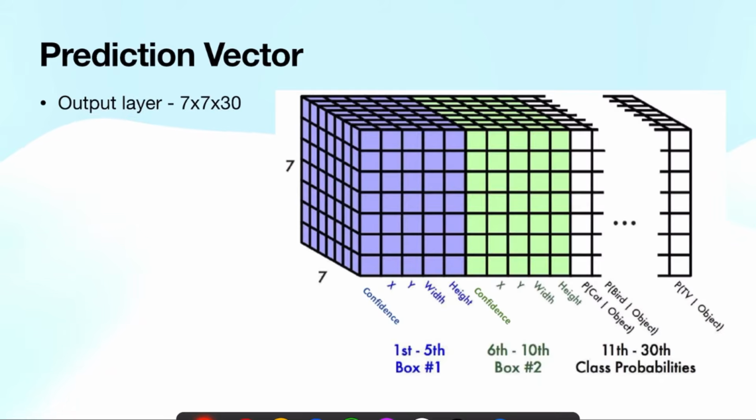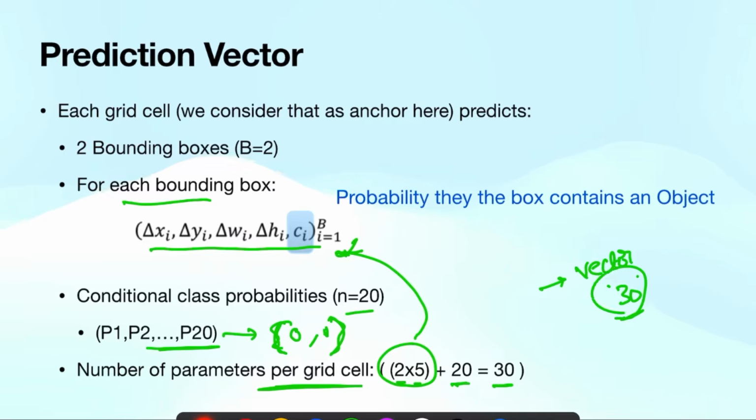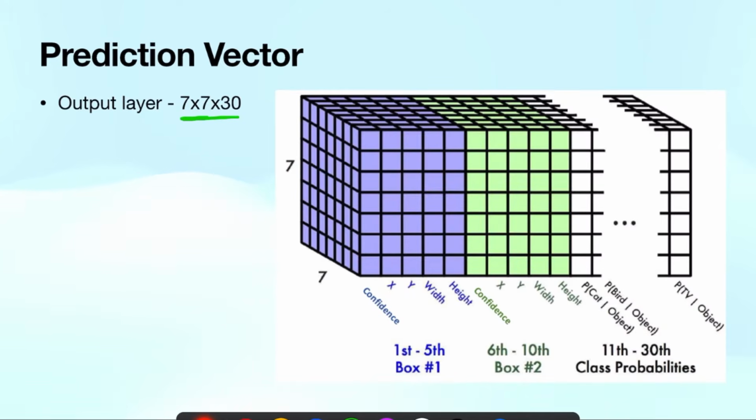For our actual model, we have 7 by 7 grid cells, total 49 grid cells. So 7 by 7 into 30. This should be the output coming from the network, because for each grid cell it is 30. For 7 by 7 grids, it is 7 by 7 by 30. So if you see this 7 by 7, these are the grid cells, and the first 5 values are for one box, the second 5 values are for the second box, and the next 20 values are the class probability scores.